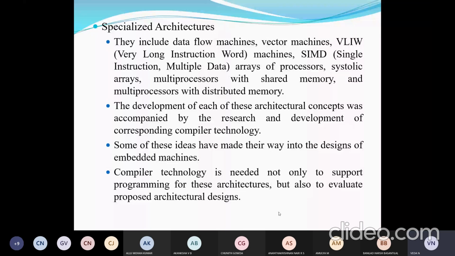Now, coming to computer technology, it is always a challenge to support all these specialized architectures, to make that possible, so that it supports all the architectures and finally gives the end result as an effective one.